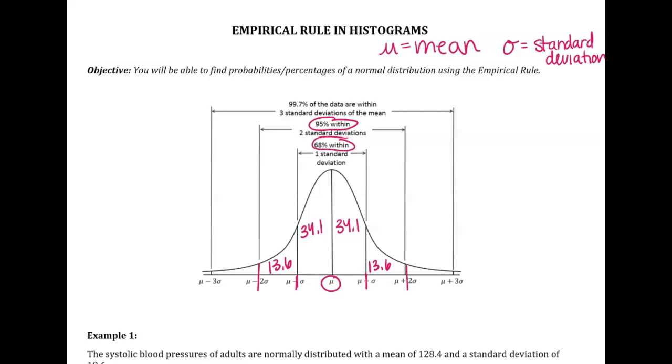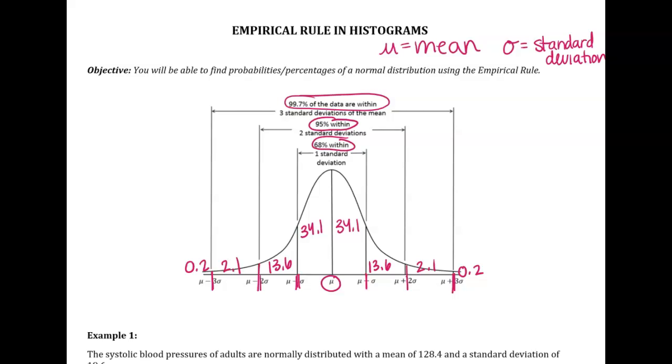And then 99.7% of the data are within three standard deviations. So 1, 2, 3 to the left, 1, 2, 3 to the right of the mean. So that should equal 99.7. This in here is 2.1%, 2.1%, and then we're left with 0.2 outside, so greater than 3 away on either side.